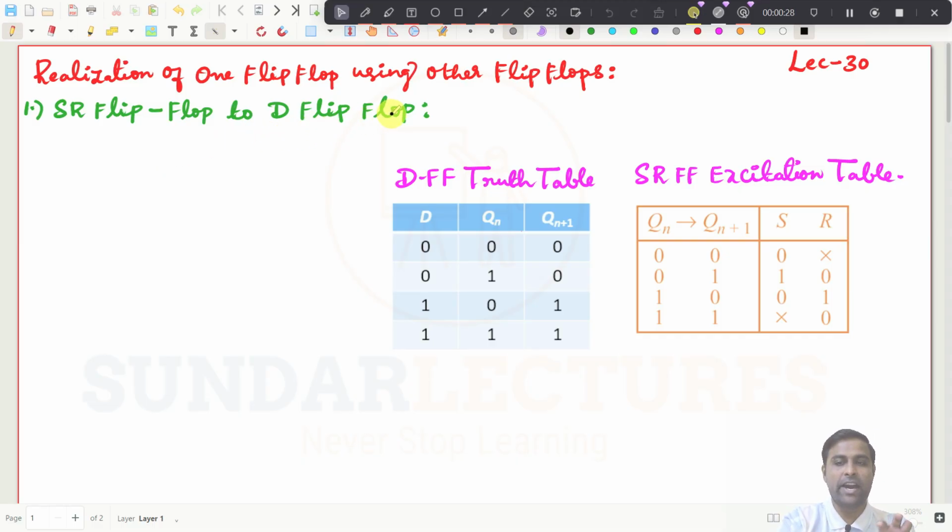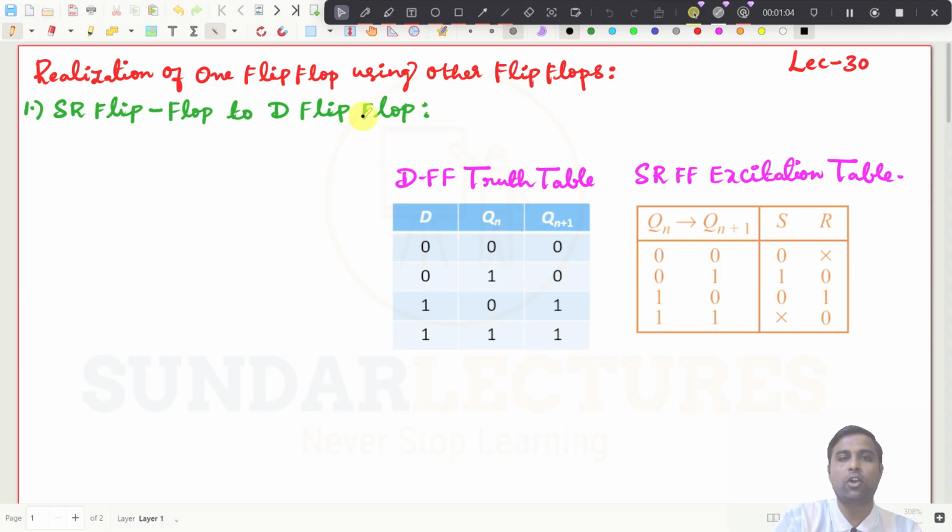In that sense, we have the SR flip-flop with us, but we need to execute the D flip-flop's performance by using the SR flip-flop, and how we can realize those kinds of things we will see today, and in successive classes we will see one by one. SR flip-flop to D flip-flop, SR flip-flop can act as a T flip-flop, SR flip-flop can act as a JK flip-flop. The procedure is the same for all the flip-flops. Whatever procedure we see today is going to be implemented in all other realizations of other flip-flops, right?